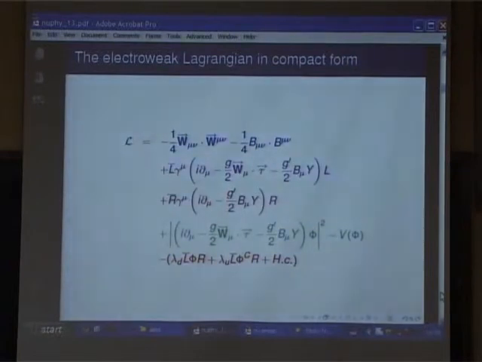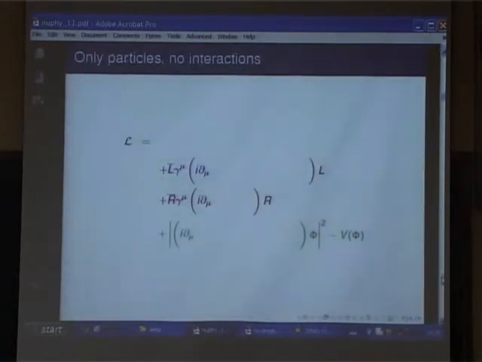Then what we do is we try to construct this Lagrangian step by step, by starting with only fermions and Higgs, but no gauge interactions. So we only had this L bar gamma mu del mu L, and R bar gamma mu del mu R, and this is del mu phi squared minus the potential. This is the Lagrangian when there are no gauge terms. So left-handed fermions do something by themselves, right-handed fermions do something by themselves, Higgs does something by itself, and none of these three interact at all.